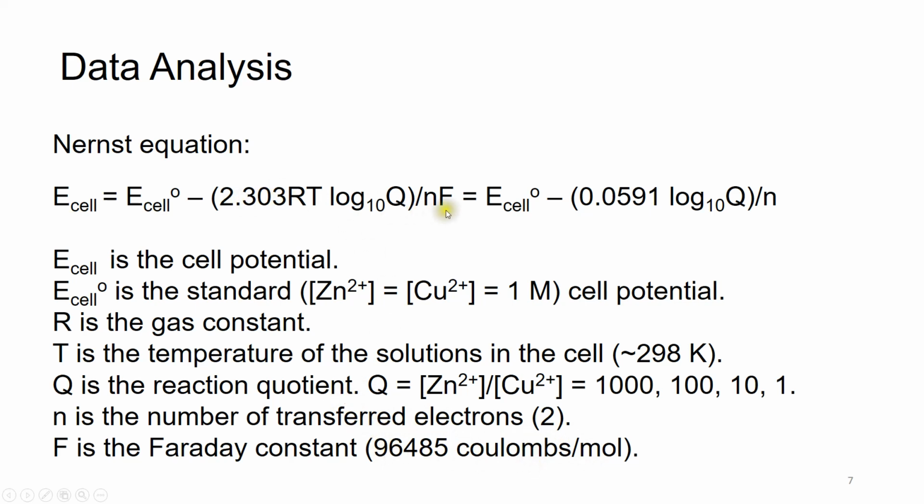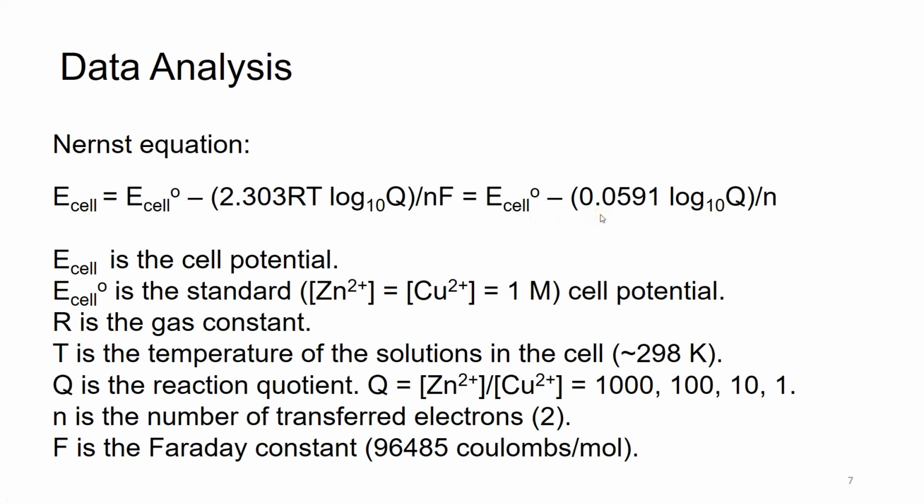And we can simplify this equation by replacing R with 8.314, temperature with 298, and we can replace the Faraday constant with this value, and the equation becomes this. The cell potential is equal to the standard cell potential minus 0.0591 times the logarithm of this reaction quotient over n. Again, the base is 10.